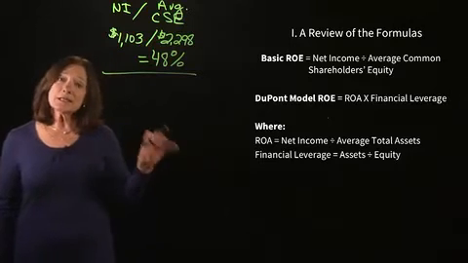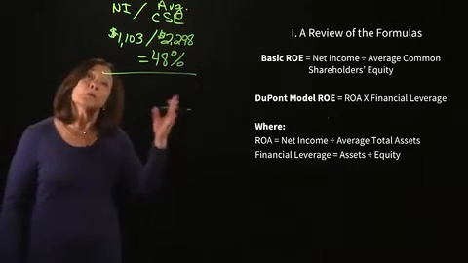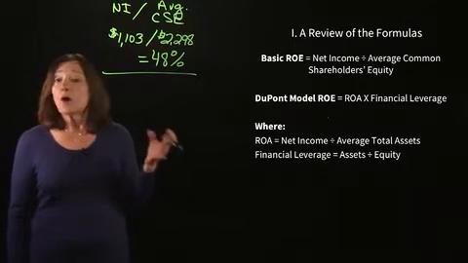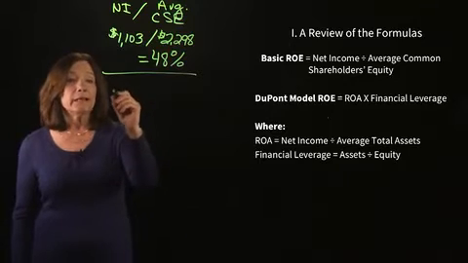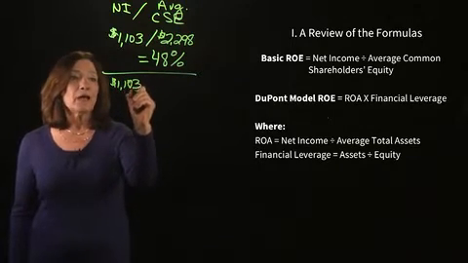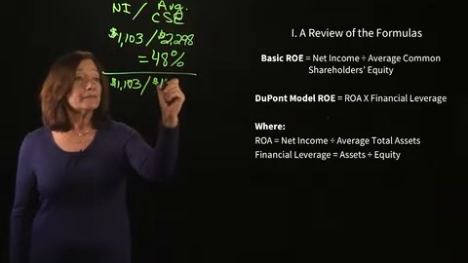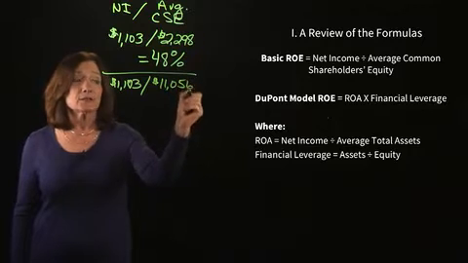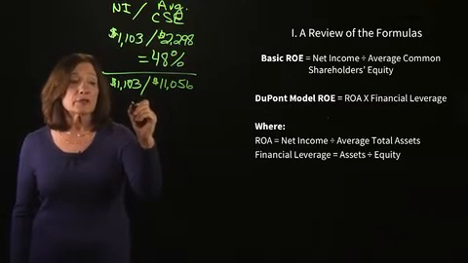Now, let's take a look at how DuPont breaks this down. So, we'll calculate our ROA again. We're going to take, in this case, the net income, 1,103,000, and divide it by the average total assets of $11,056,000. This gives us 10%.